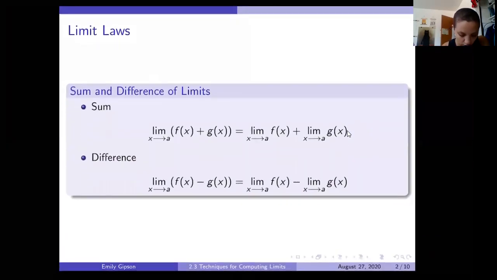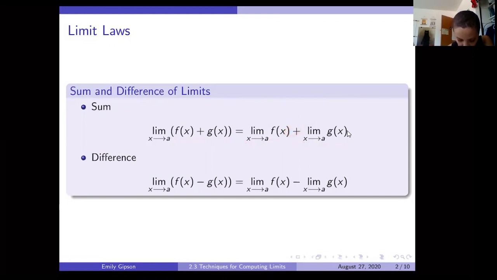So these are all going to be called limit laws, and they're going to make our lives really easy. So the first limit law we have is the sum limit law. And this just means that the sum of two functions, a function f of x and a function g of x, the limit of that sum is equal to the sum of the limits. That is, the limit as x approaches a of f of x plus g of x is equal to the limit as x approaches a of f of x plus the limit as x approaches a of g of x.